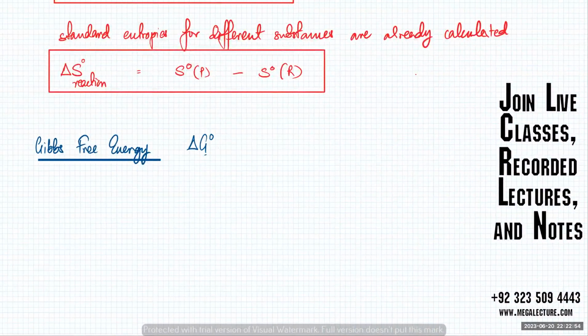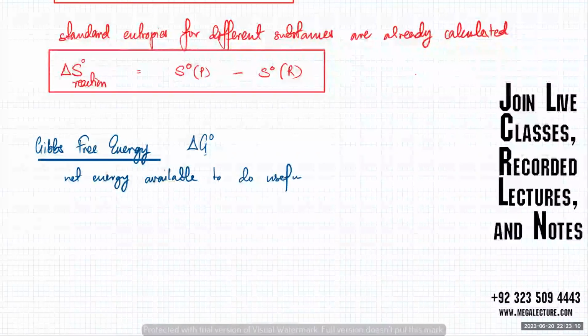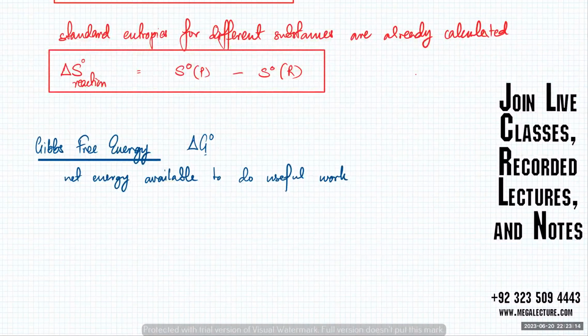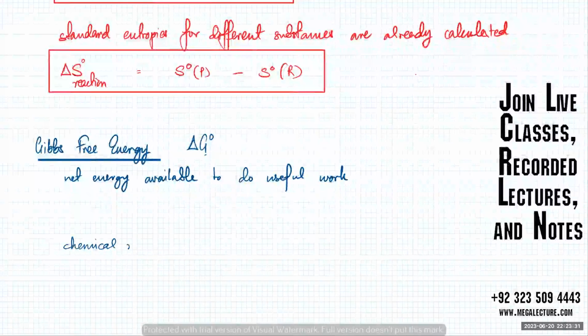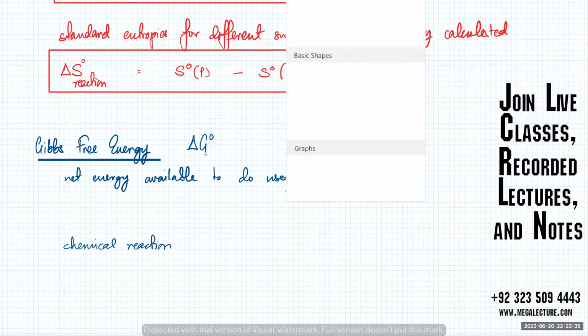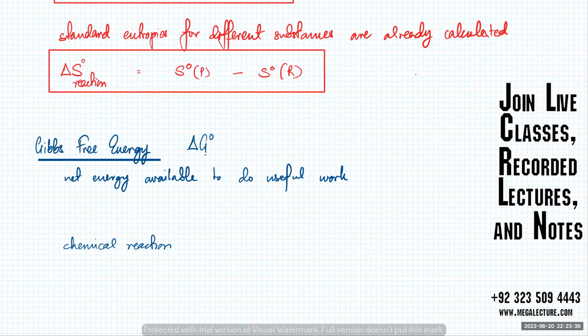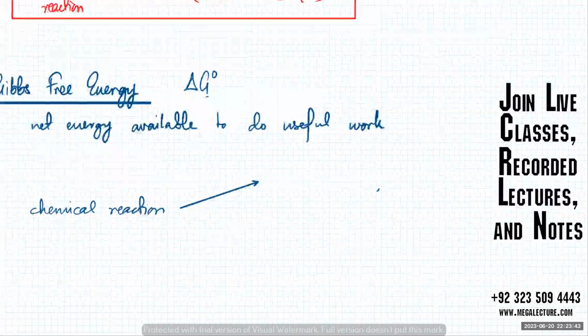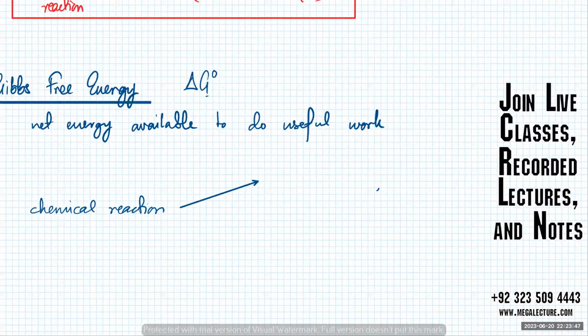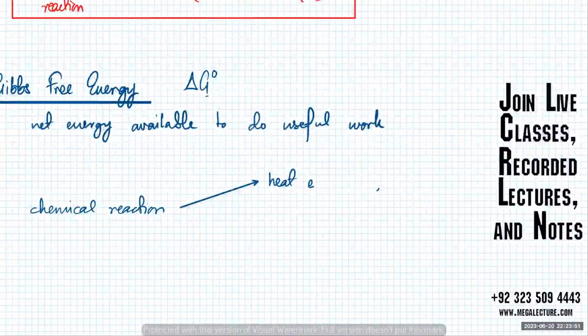Now this energy is a net energy that's available to a system for useful work. So, net energy available to do useful work. The thing is that you've got a system or a chemical reaction. Now a chemical reaction produces energy in two ways. One way is, if you burn petrol, right? That is heat energy. So it's the heat energy that's produced.